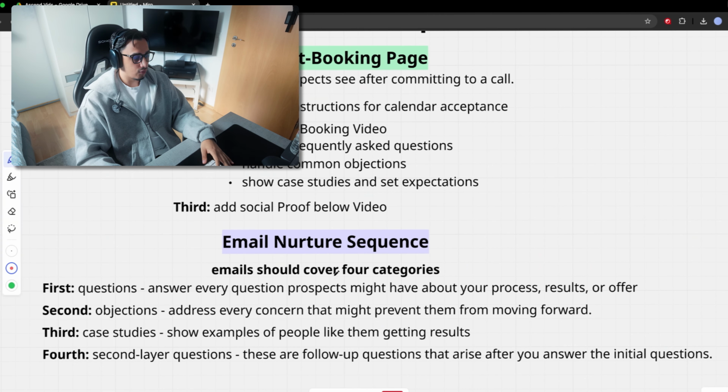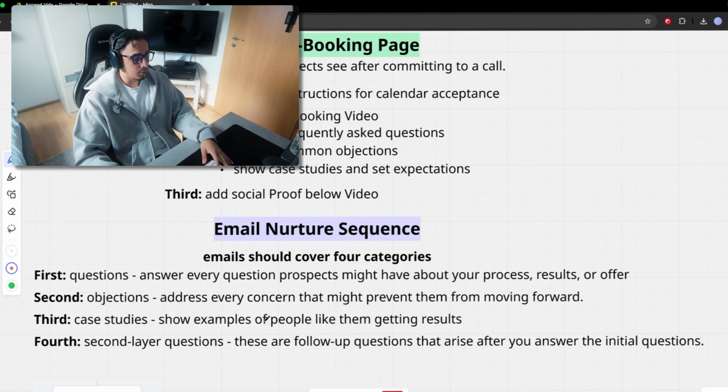And the emails should cover 4 categories. First, you need to answer questions. Answer every question a prospect might have about your process, results, or offer. Second, you need to handle objections. Address every concern that might prevent them from moving forward. Third, case studies. Show examples of people like them getting results.